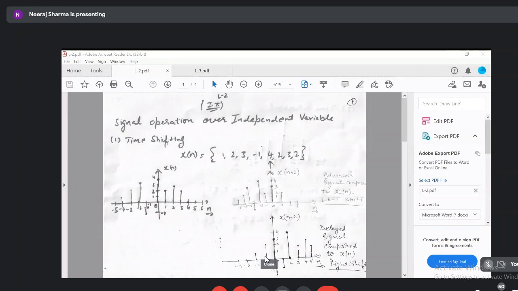By keeping its discreteness intact, we can assume that the magnitude at that particular point of instant will be equal to 0. Okay. Yes, any other question? Yes, any other question?